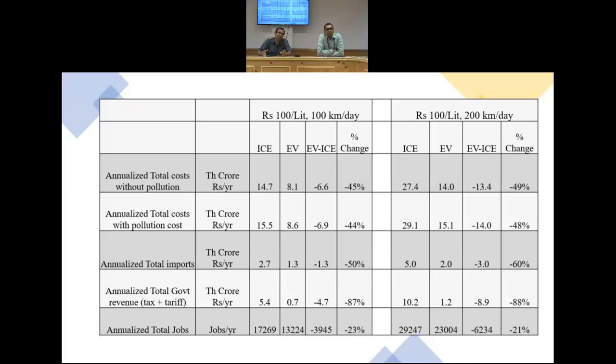It becomes a redistribution question. We often talk of redistribution between the rich and the poor. Here, it's a question of redistribution between savings accruing to consumers and the loss to the government revenues. So it's a very different kind of challenge.